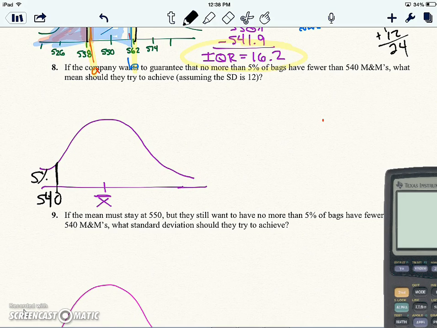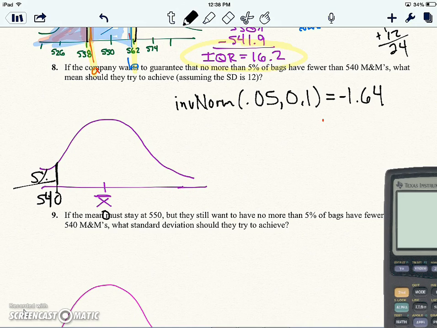So what I can do is do inverse norm, and I put in 0.05, and at that point you actually could hit enter, but that will give you the cutoff score if your mean is 0 and your standard deviation is 1. And if you do that, you will get a z-score of negative 1.64. This is the z-score for 5% below the mean. Like this is the z-score for this value. So if this was 0, this would be negative 1.64.